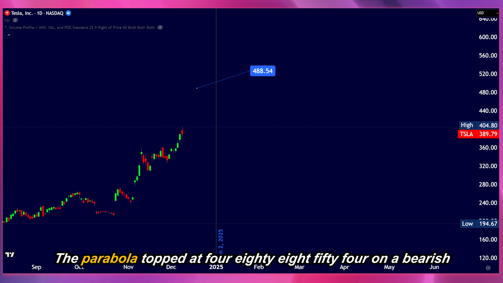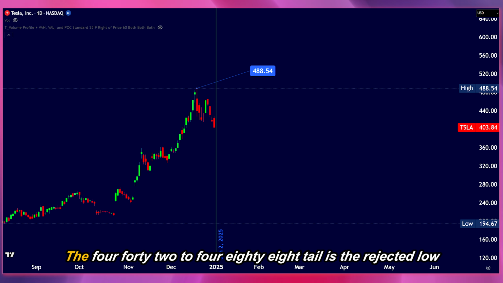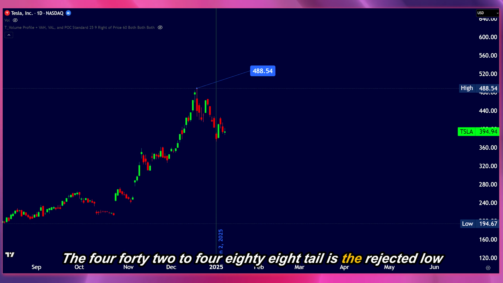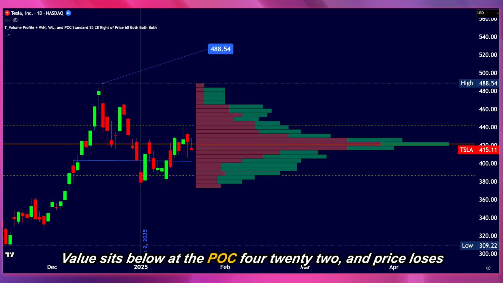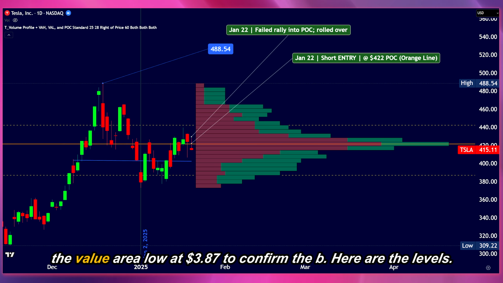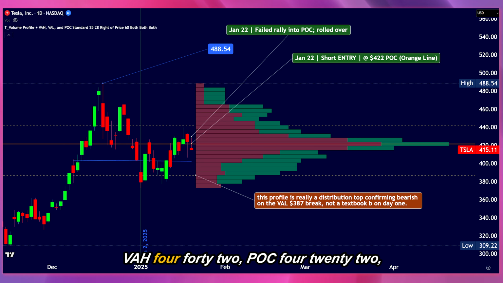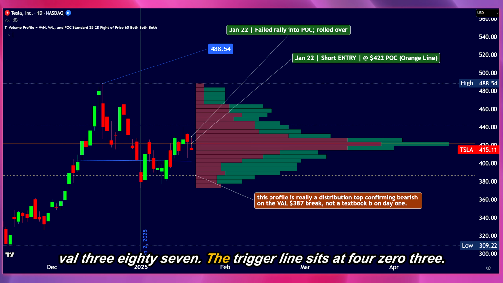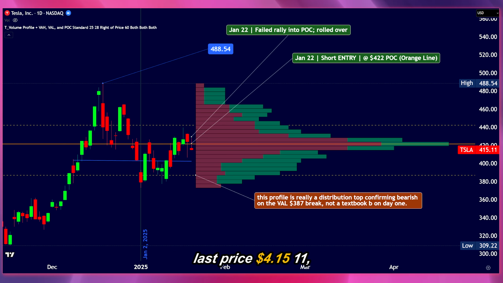The setup, the parabola topped at 488.54 on a bearish rejection candle, then carved lower highs into January. The 442 to 488 tail is the rejected, low-volume, unfair highs. Value sits below at the POC, 422, and price loses the value area low at 387 to confirm the B. Here are the levels. VAH, 442, POC, 422, VAL, 387. The trigger line sits at 403. And the macro picture, a high of 488.54, a low of 275.62, last price 415.11.